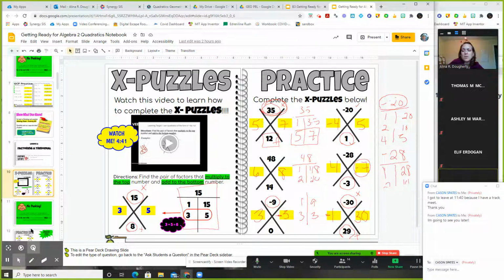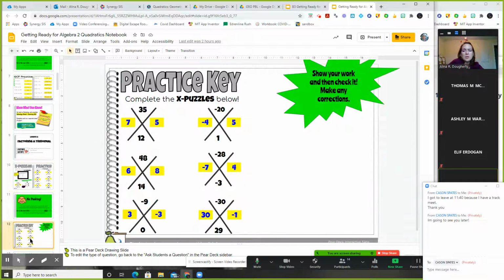We're not going to actually solve them. So if you skip through slide 11 that says no peeking, you can look at slide 12 and all of our answers should be there. We're going to multiply to 35 and add up to 12. Multiply to 48 and add up to 14. Multiply to negative 9 and add up to 0. Multiply to negative 30 and add up to 29, okay?